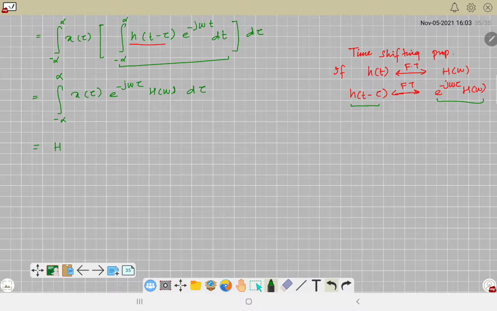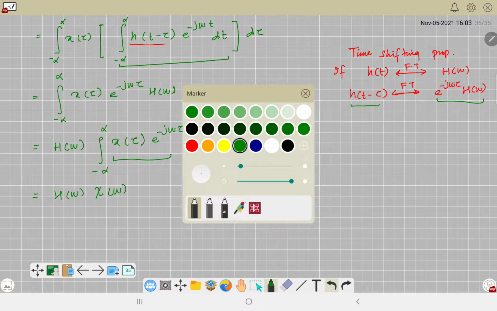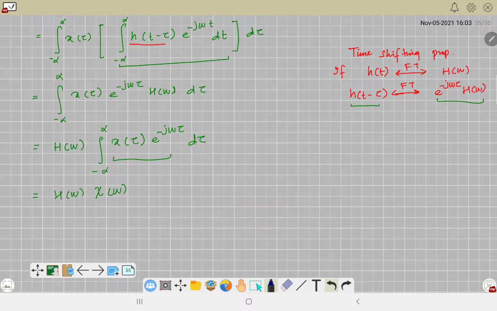Now we can take H of omega outside because the integral is with respect to d tau. Minus infinity to plus infinity, x of tau e raised to the power minus j omega tau d tau, and the quantity in this integral is actually equivalent to X of omega. Okay. Now this is interesting. Just try to see what we have done here.